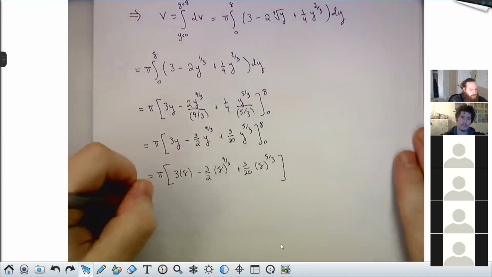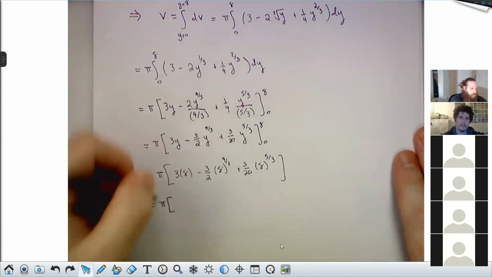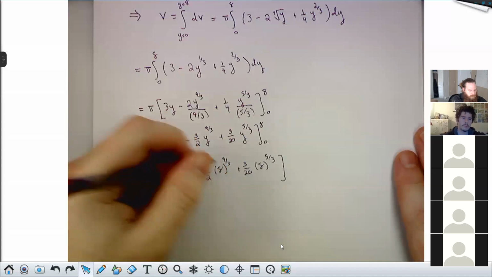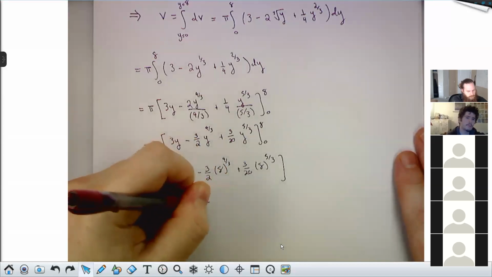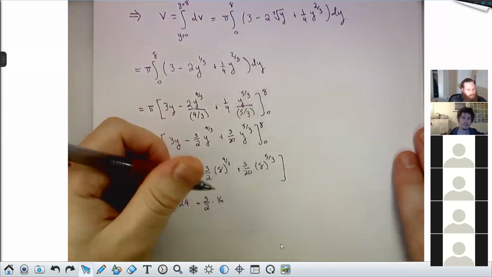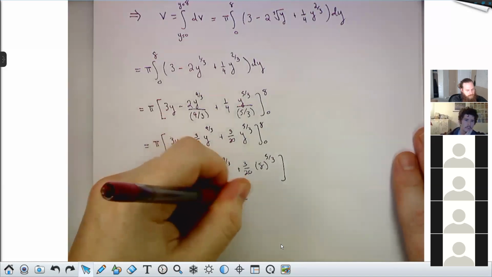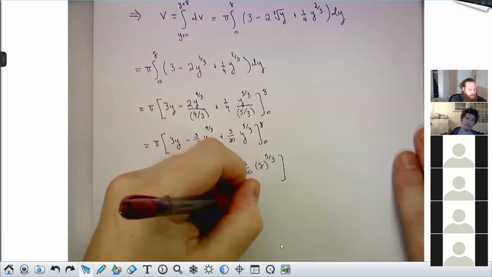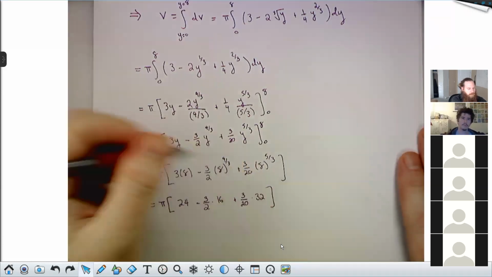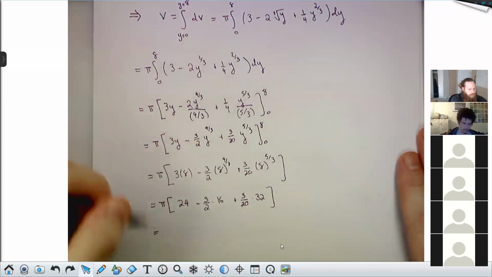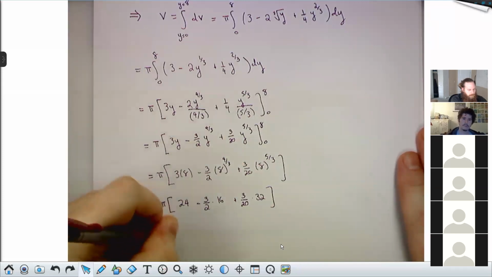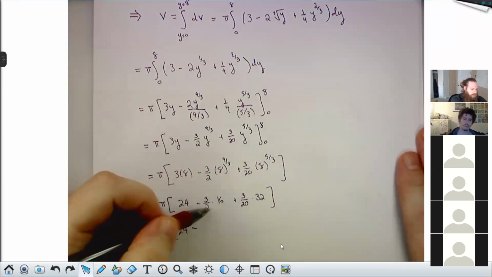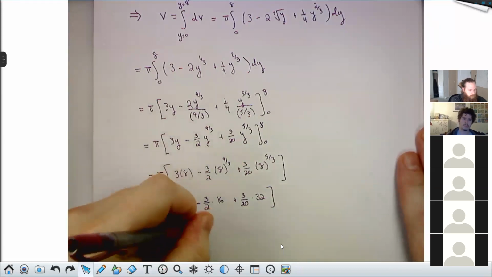All right, let's finish our arithmetic then. 3 times 8 is 24. 8 to the 4/3 is 2 to the 4, so this will be minus 3/2 times 16, plus 3 over 20 times 8 to the 5/3, which is 2 to the 5, so 32. And there is more cleaning up that we can do if we want to. This is pi times 24 minus 16 divided by 2 is 8 times 3 is 24.